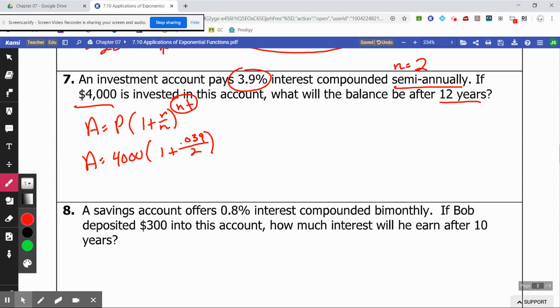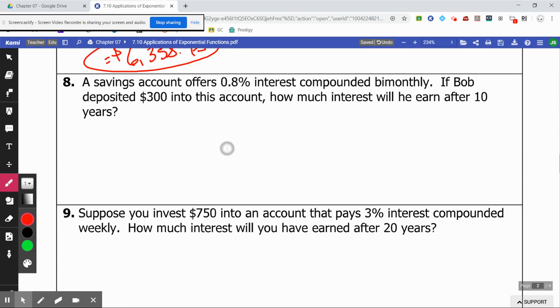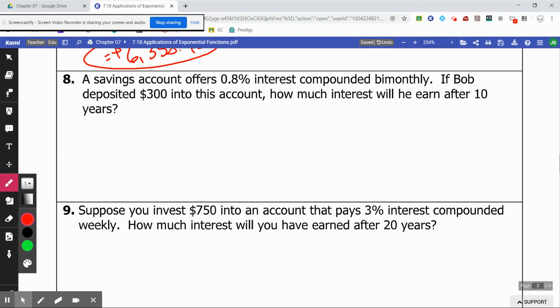Now, if you were to want to type this straight into your calculator, again, you would use the caret button, but make sure that you put N times T in parentheses, that you do 2 times 12 also in parentheses, so you get the correct answer. And after those 12 years, I get an answer of $6,358.48.